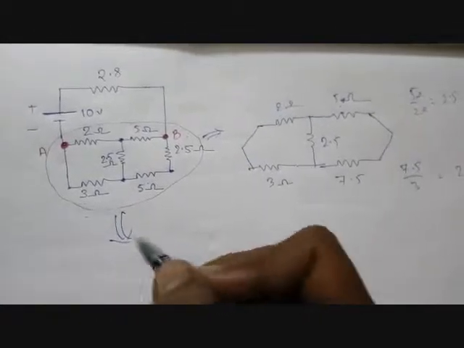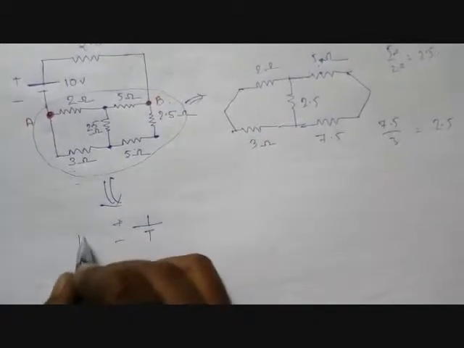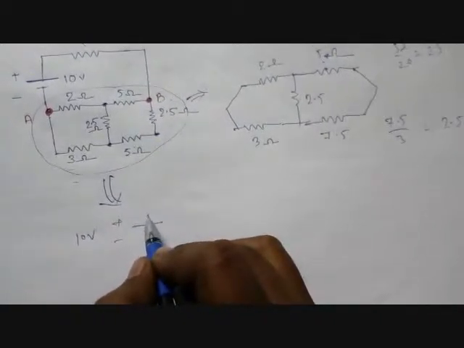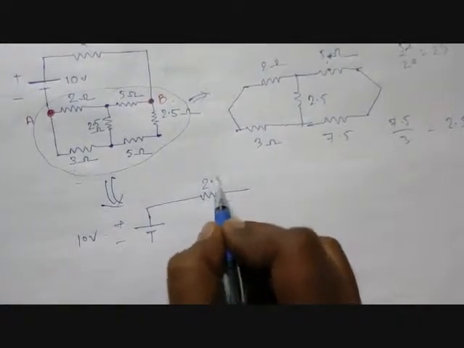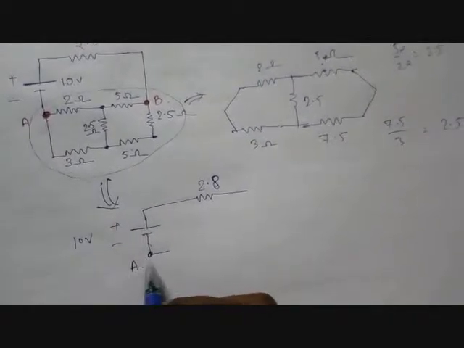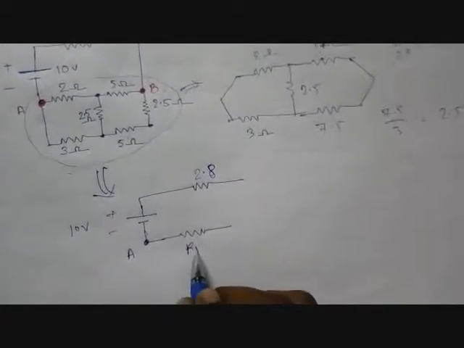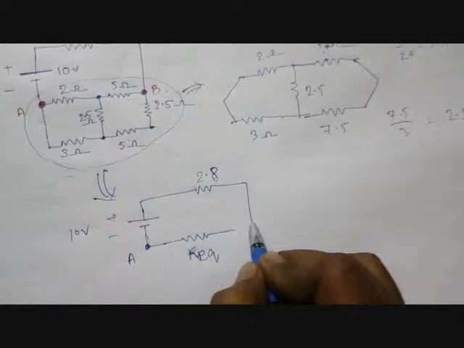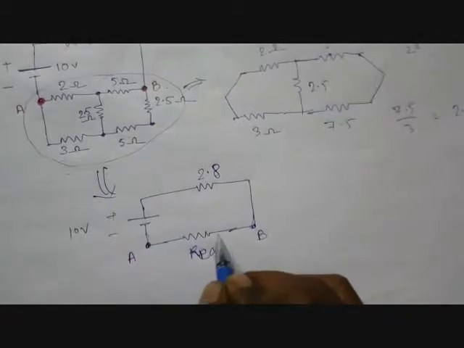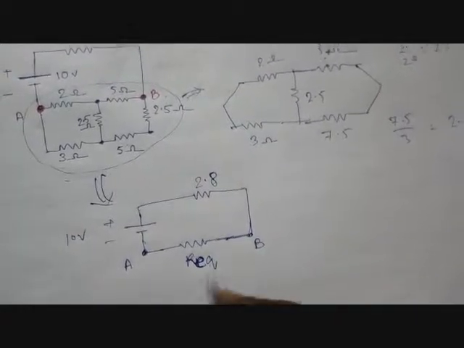So let's redraw that total circuit. The total circuit will be a simple one. A 10 volt source is connected to 2.8 ohm first. Then that will be connected to terminal A, then suppose this is our equivalent, terminal B, and you have to find out the voltage difference between A and B.